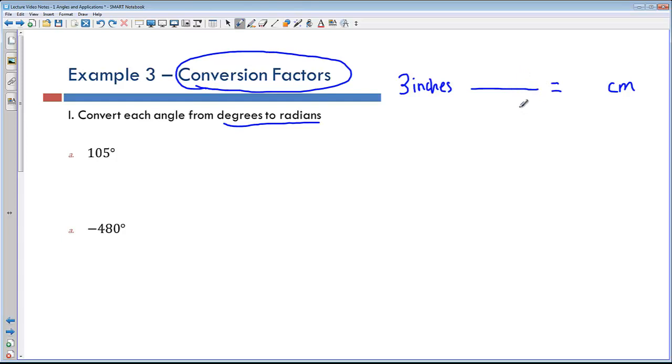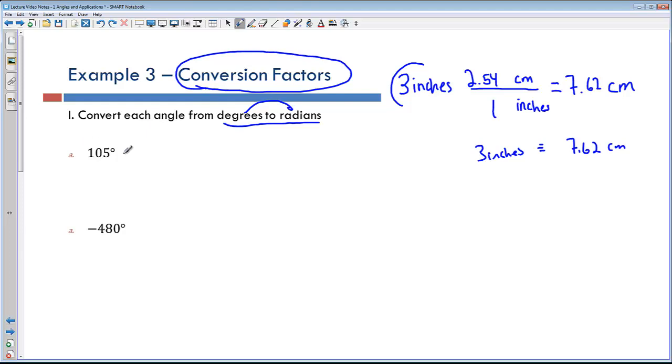And so on bottom, you would have inches, and on top, you have centimeters, and this would be the conversion between inches and centimeters. So in 1 inch, we have 2.54 centimeters. So up here, we'd write 2.54 centimeters. We would do this multiplication, and we would get 7.62 centimeters. So we actually know that 3 inches is equivalent to 7.62 centimeters. We can do a similar thing to figure out how to turn degrees into radians.